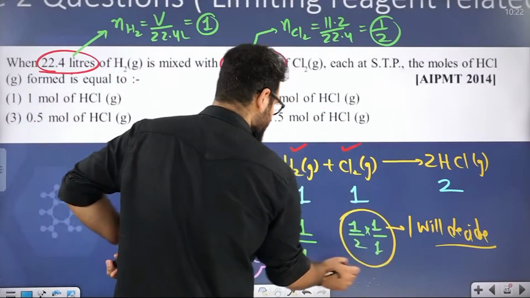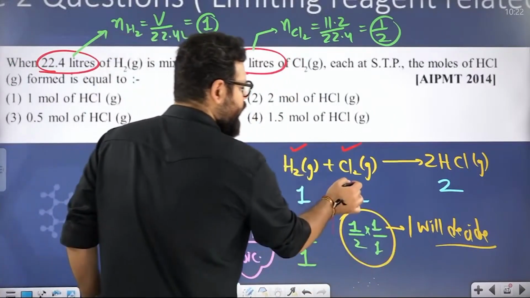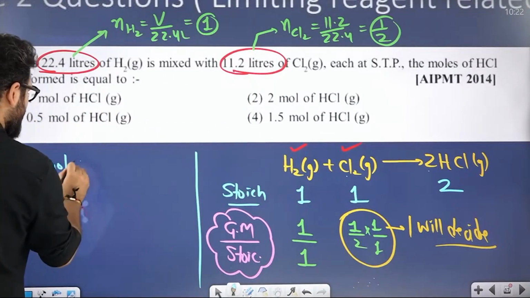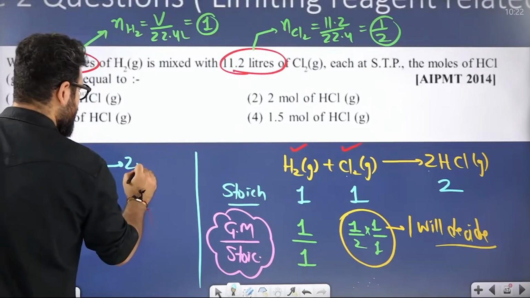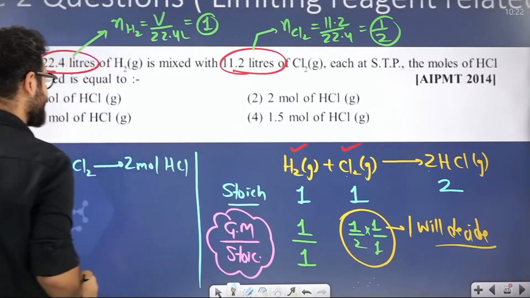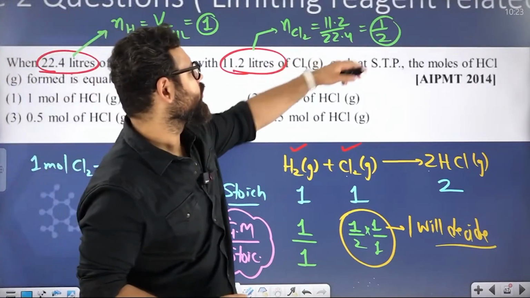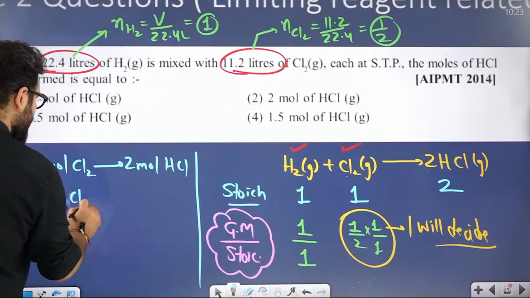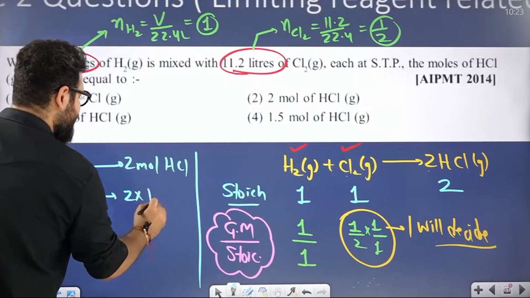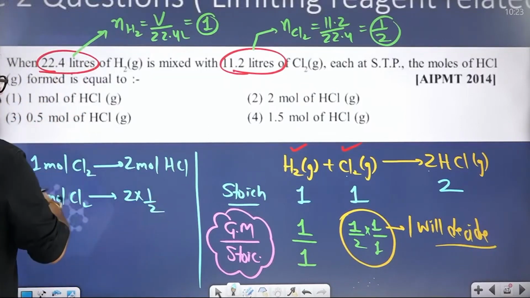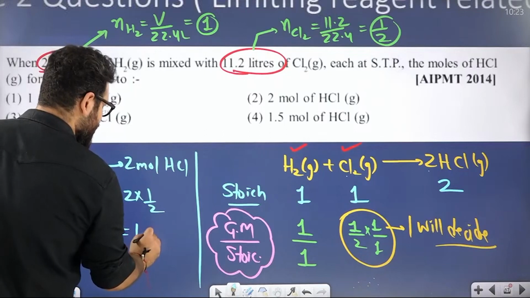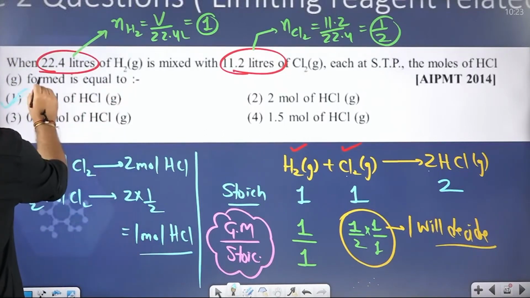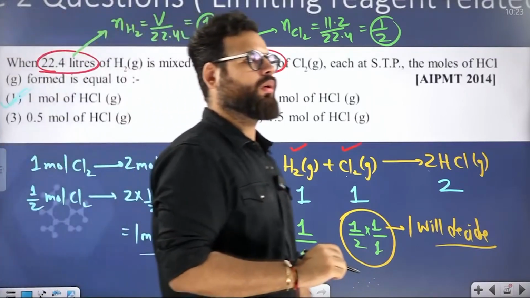So now start with the unitary method. 1 mole chlorine gives 2 mole HCl. We have half mole chlorine. So half mole chlorine will give 2 times half. 1 gives 2, half will give 2 times half, which is 1 mole HCl. Option 1.